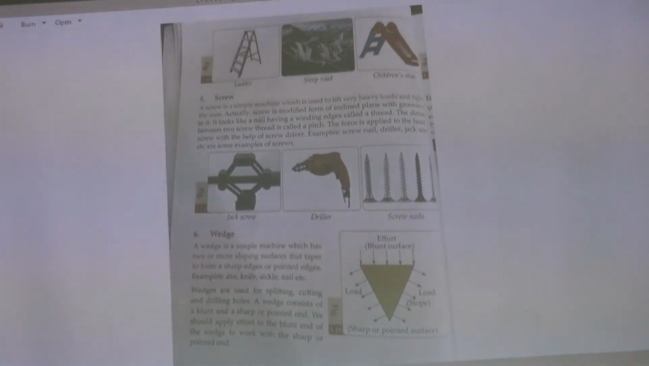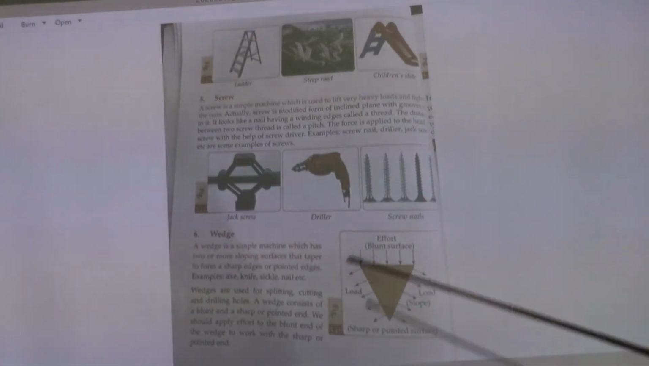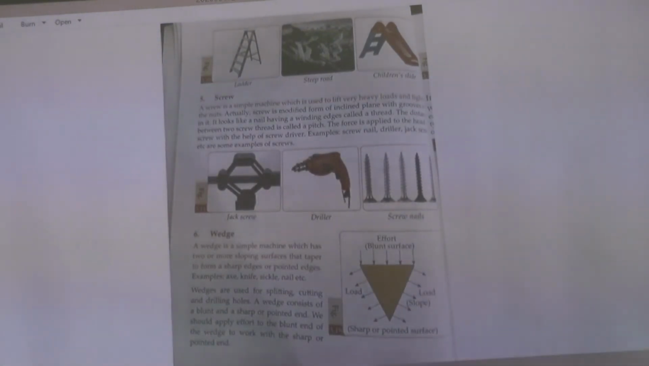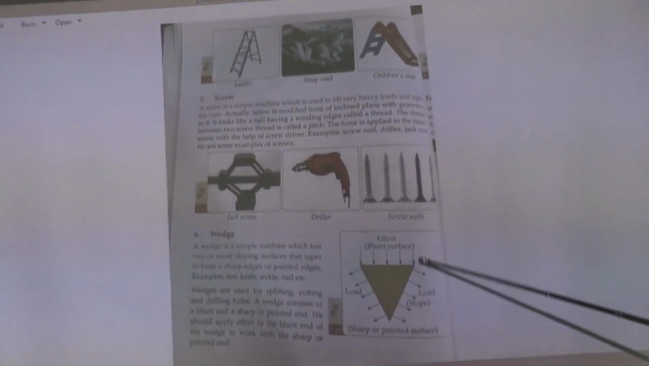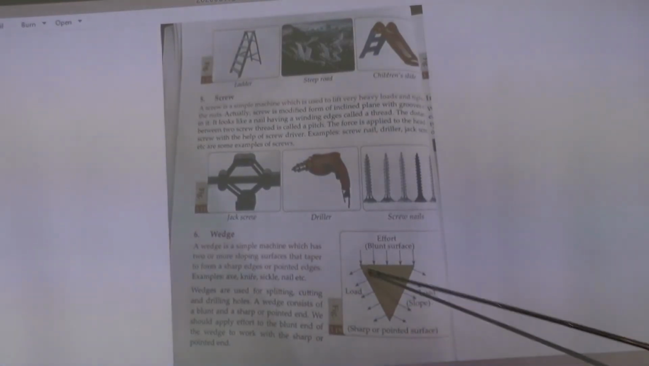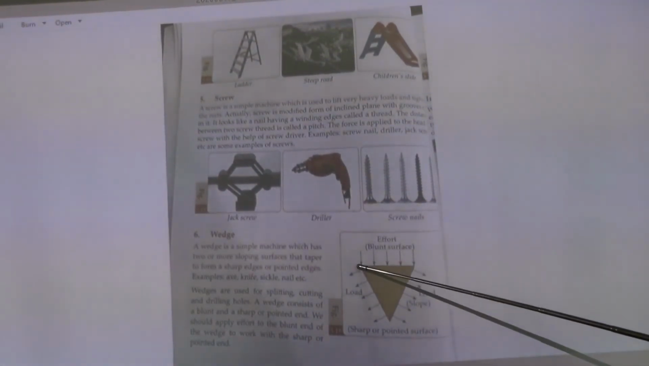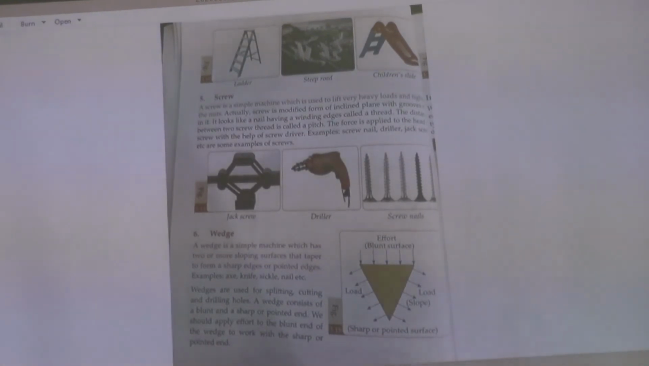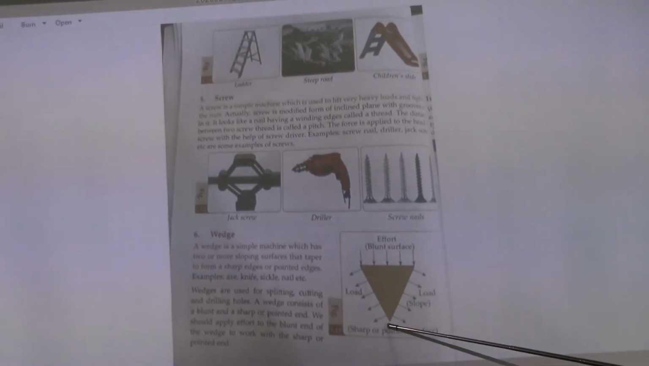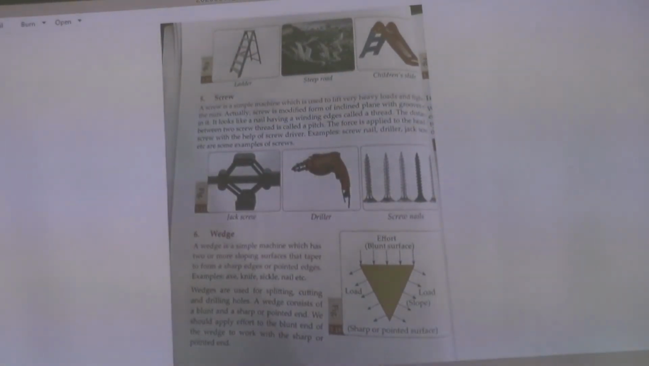A wedge is a simple machine which has two or more sloping surfaces that meet to form a sharp edge or pointed edge. These are the sloping surfaces of the wedge that meet to form a sharp edge. Examples are axe, knife, nail, etc.